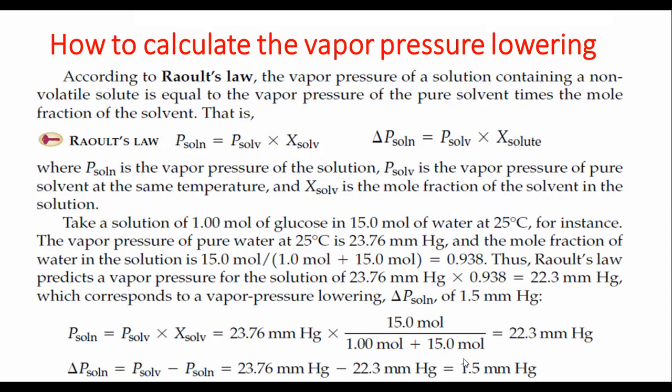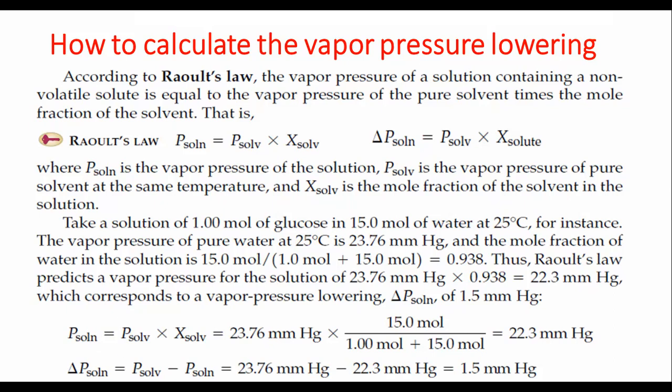In the previous video, I have solved in detail how to calculate the mole fraction. This is the solvent, that means moles of the solvent divided by the total moles. And you are using 1 mole of glucose and 15 moles of water. So 15 moles of the solvent divided by total moles, 1 mole of the solute and 15 moles of the solvent. When you solve this one, you would get the answer 22.3 mm of mercury. So this is the vapor pressure of the solution. Again, solution means the vapor pressure of the solvent in solution, because only the solvent will evaporate.